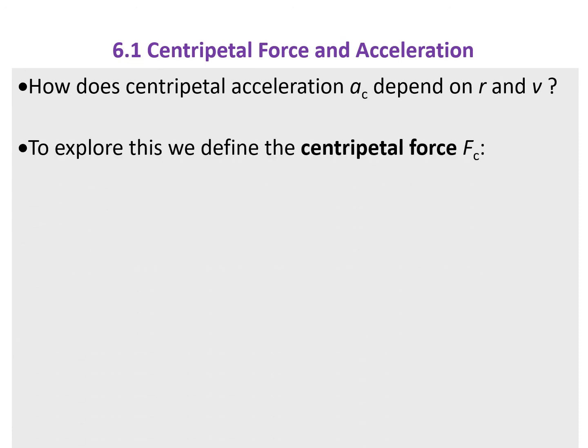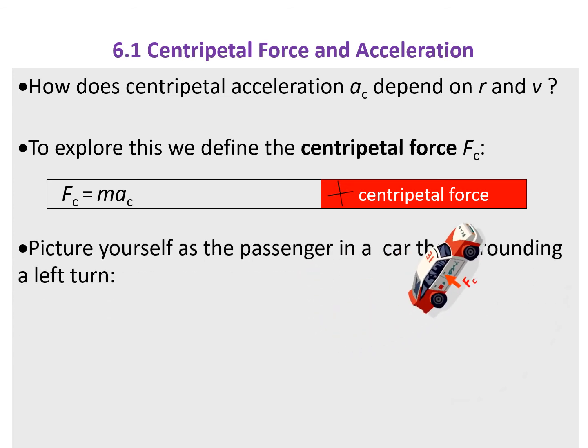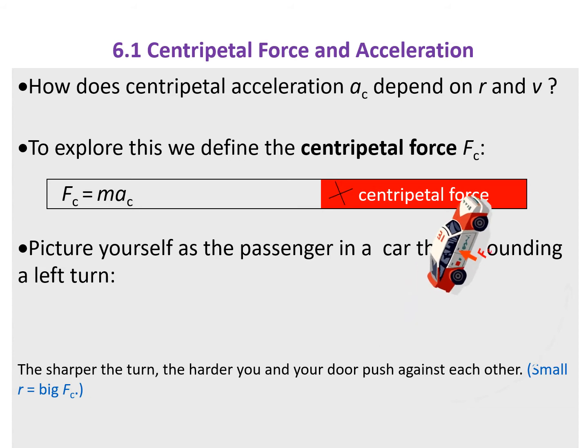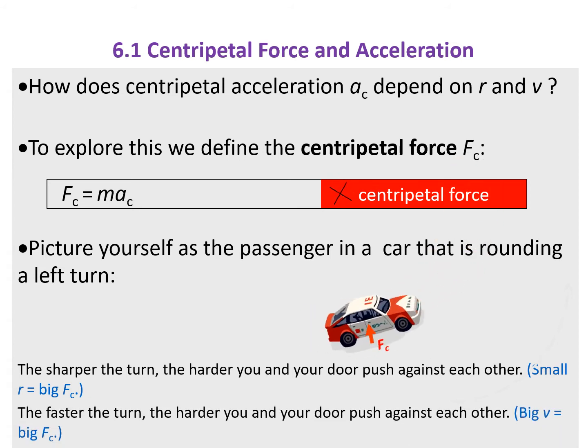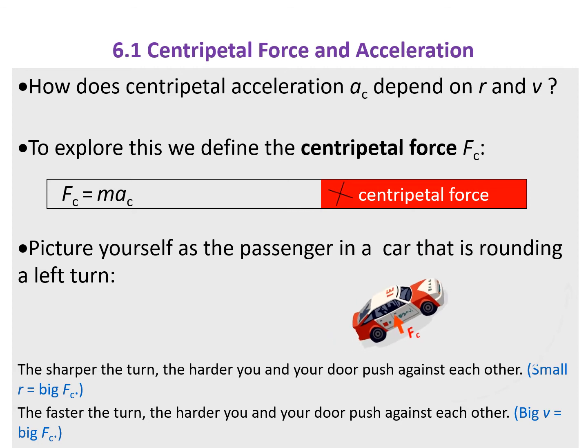So how does the centripetal acceleration depend on r and the speed? To explore this, we define the centripetal force, F sub c, as m times a sub c, where a sub c is centripetal acceleration. Picture yourself as a passenger in a car that is rounding a left turn. The sharper the turn, the harder you and your door push against each other. The smaller the radius, the bigger the centripetal force. The faster the turn, the harder you and the door push against each other. So it's higher speed, bigger force.